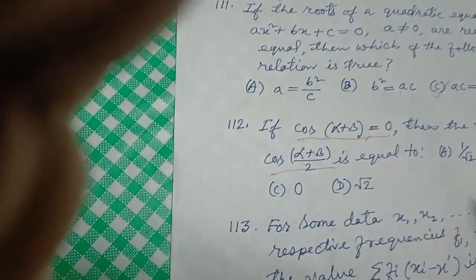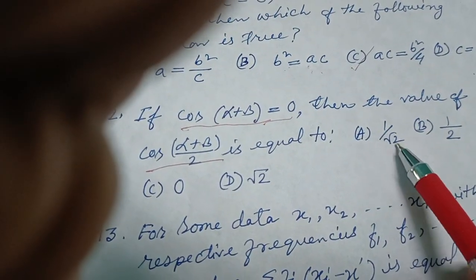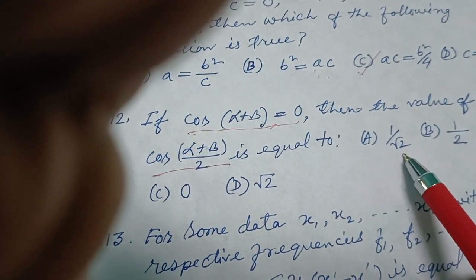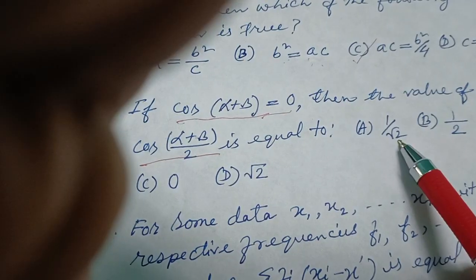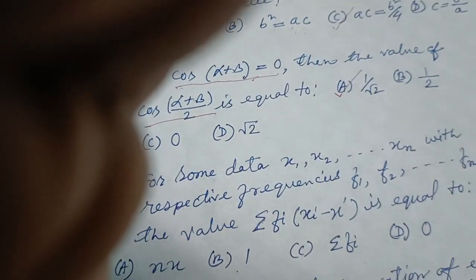Now look at the options. In option number A it is present: 1 by root 2, because you got cos 45 degree, and the value of cos 45 degree is 1 by root 2. So that would be our answer. No need to see the other options.